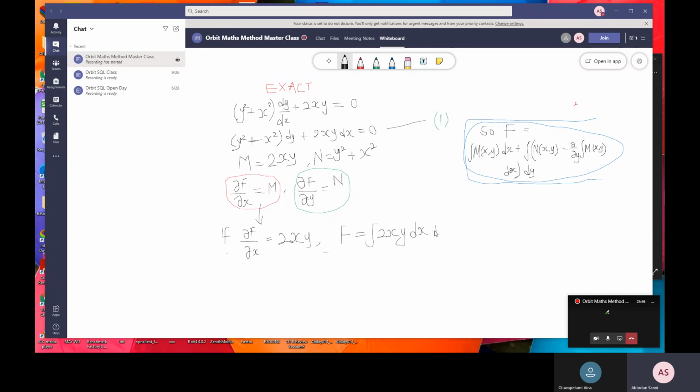It means my constant is going to be a function of the remaining variable that I'm not integrating with respect to, which is y. So I'm going to have my constant be a function of y. So here I'll have that f is now equal to the integral of 2xy with respect to x, which will be x squared y, right? Yes. Plus that function of y.